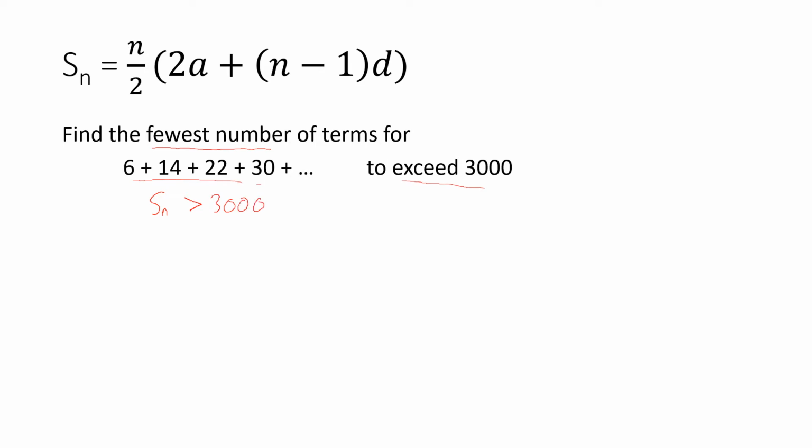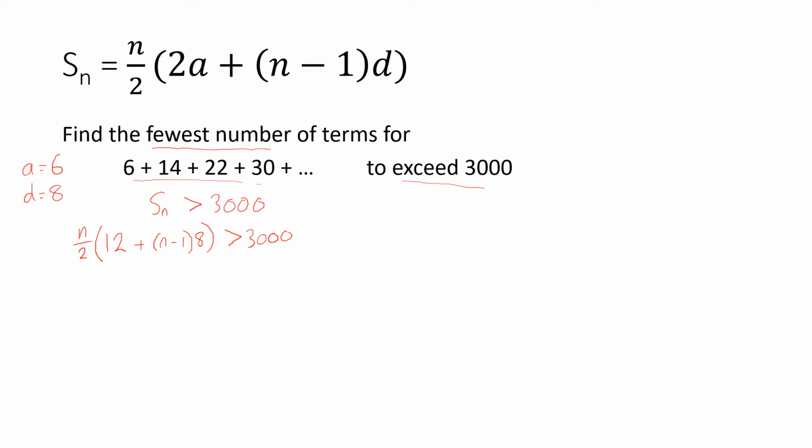Now, if we look at this sequence, we do know the value of a. We know a is equal to 6 because it starts with a 6. We know d is 8 because it's clearly going up in 8, and n is the thing we're trying to find, so we don't know it. So let's put them into the left-hand side instead of saying Sn. So we can say n over 2, 2 lots of a, so that's 12, plus n minus 1 lots of 8. And we're saying that is bigger than 3000.